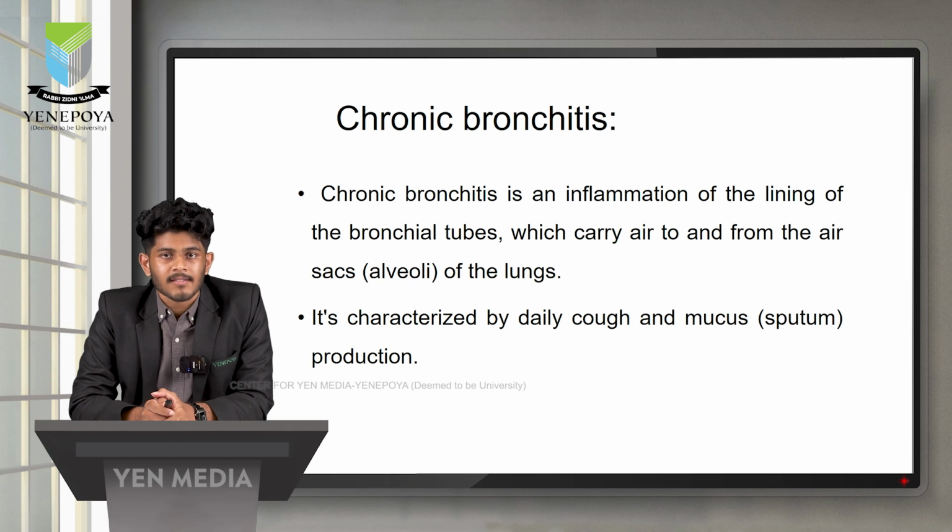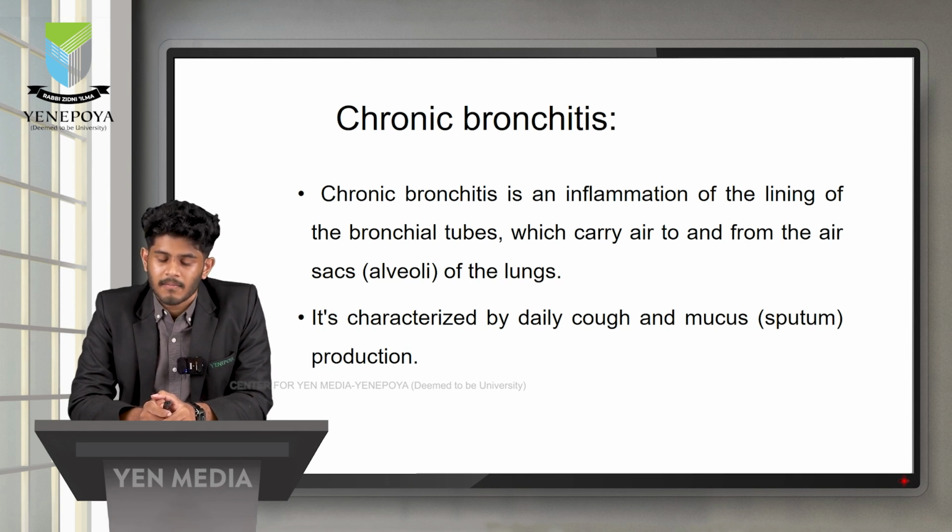Coming on to chronic bronchitis in detail. Chronic bronchitis is an inflammation of the lining of the bronchial tubes, which carry air to and from the air sacs, called alveoli, of the lungs. Due to habitual actions like tobacco smoking or constant exposure to air pollution, the bronchial tube gets irritated, which can finally cause inflammation, which means bronchitis. It is characterized by persistent cough and mucus production.